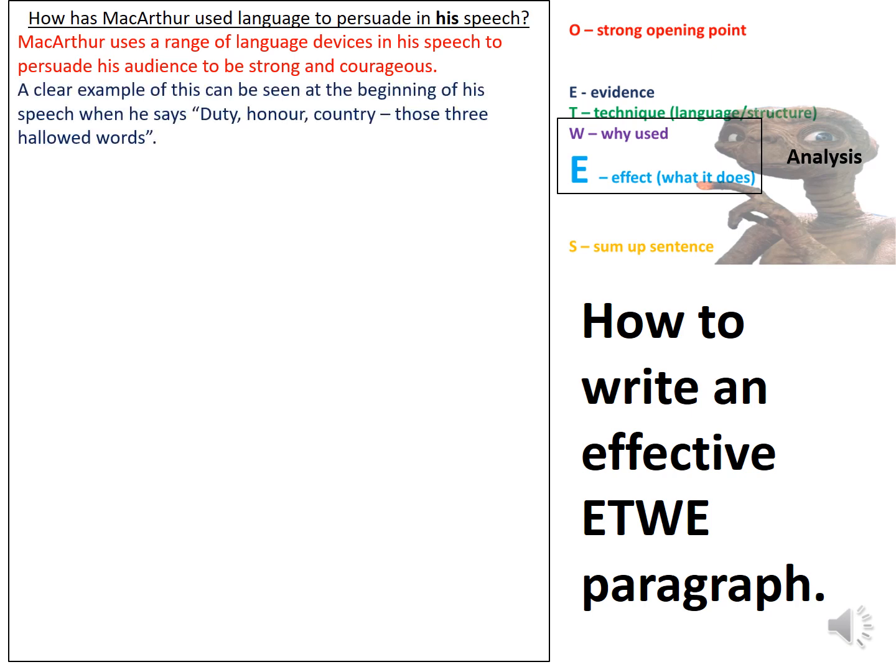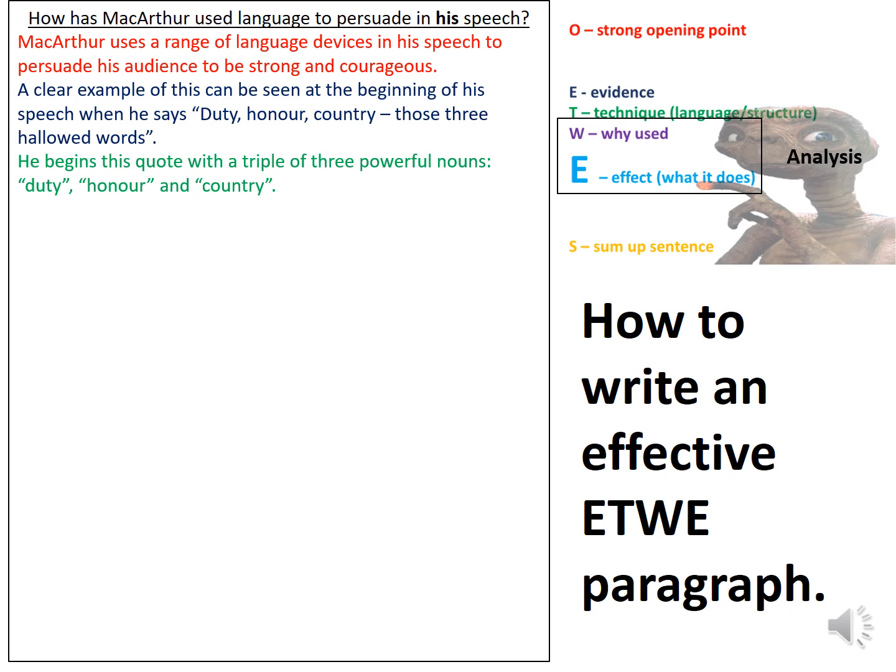I'm then going to give my example. So nice and simple, we give a quote. And then I'm going to say what technique has been used. And of course, as we said before, it's a triple of three powerful nouns. We've got duty, honour and country.